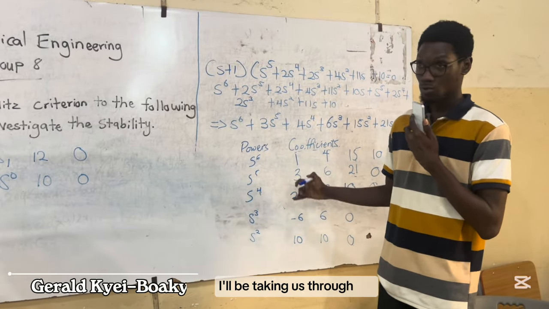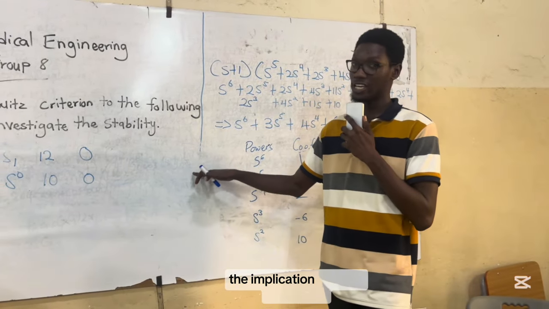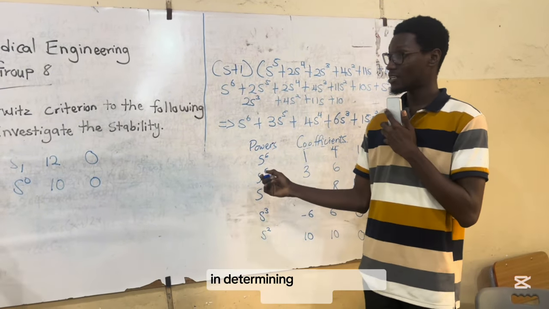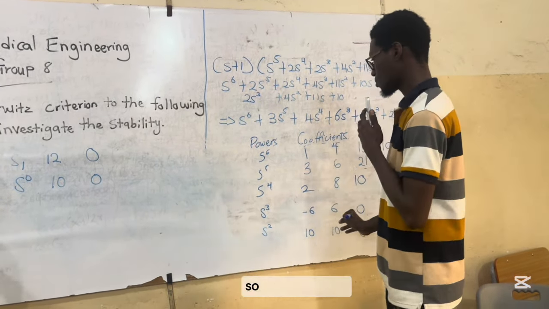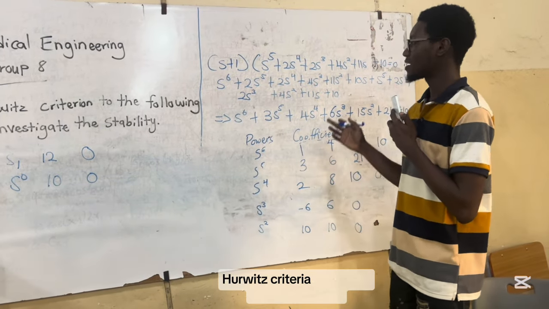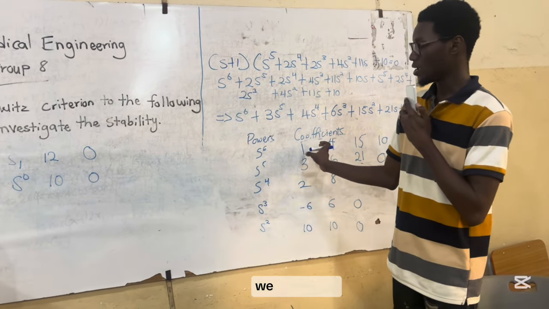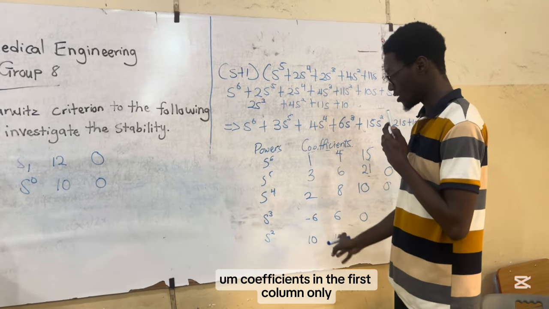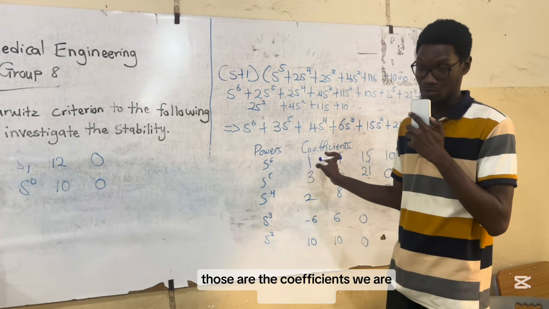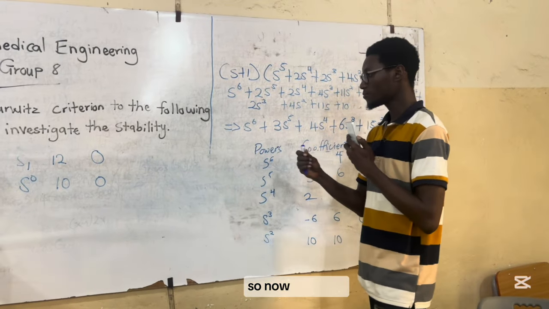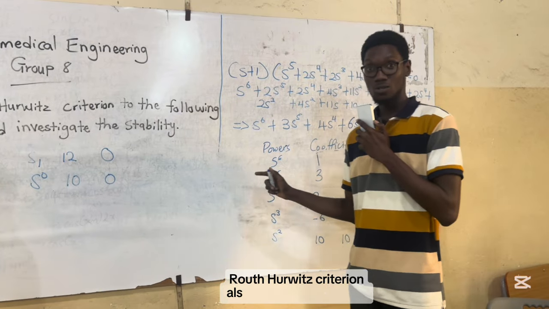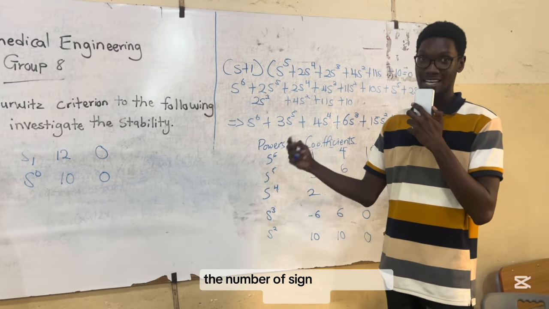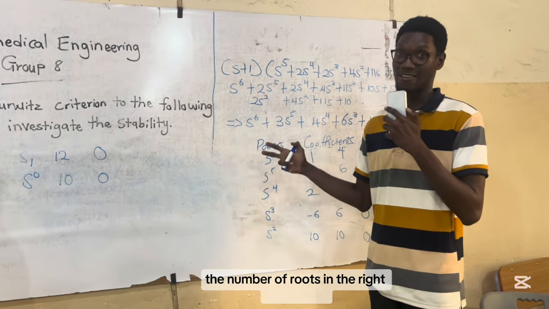I'll be taking us through the implication and the usefulness of the complete Routh-Hurwitz table in determining the stability of the system. The Routh-Hurwitz criterion makes us understand that we look at the coefficients in the first column only. Those are the coefficients we are considering. The criterion also makes us know that the number of sign changes will determine the number of roots in the right-hand plane.